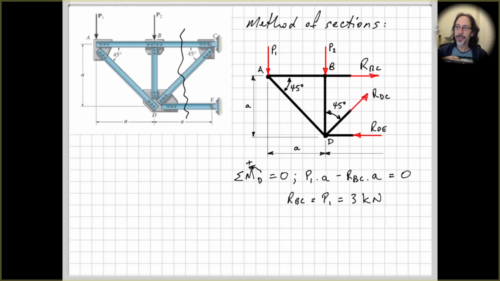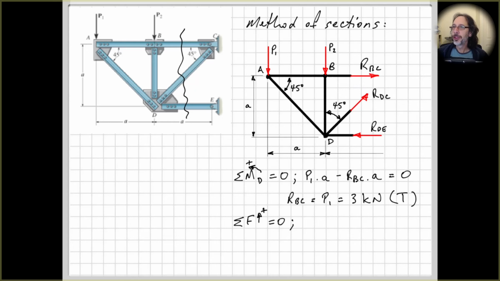Rearrange our equation and we get RBC equals P1 equals 3 kilonewtons, which I think is what we had before, or it should be, pretty sure it is. And that's in tension. Okay, so you can see that up here. So that's pulling on the truss member here, so therefore in tension. Okay, so now let's apply our force equations of equilibrium.